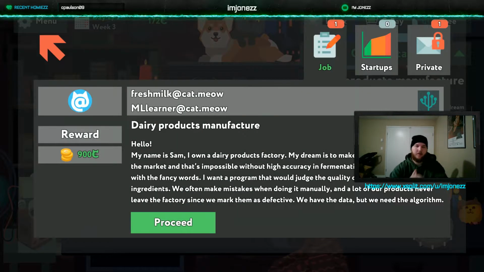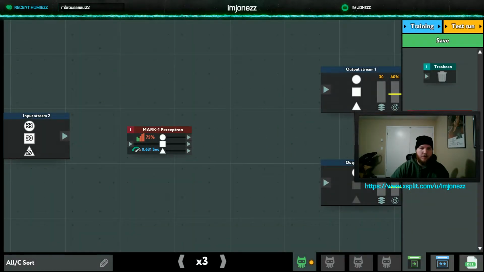Let's do this dairy products. $900. Hello, my name is Sam. I own a dairy products factory. My dream is to make the very best goods on the market, and that's impossible without high accuracy in fermentation processes. All right, off with the fancy words. I want a program that will judge the quality of a product by its ingredients. We often make mistakes when doing it manually, and a lot of our products never leave the factory since they are marked defective. We have data. We need the algorithm.